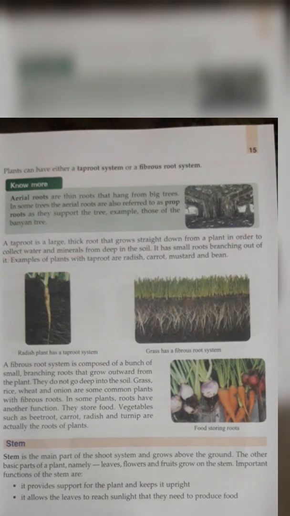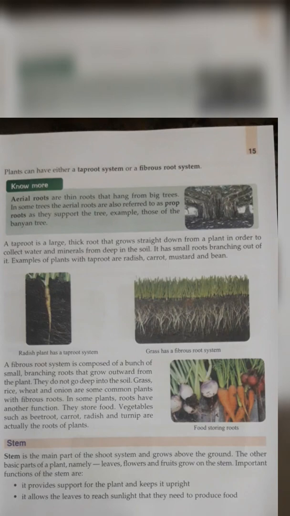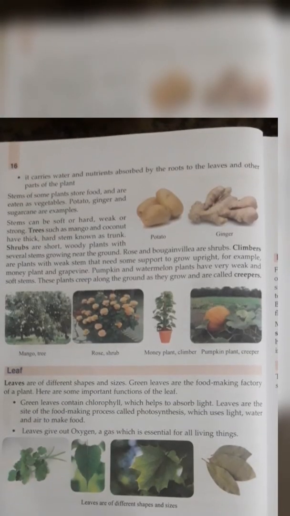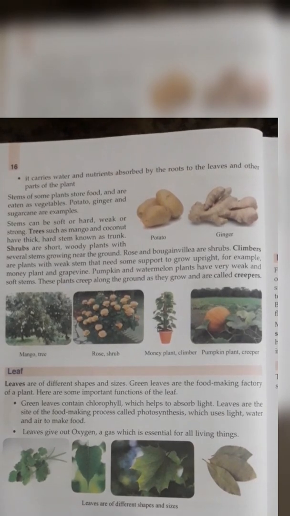Important functions of stem are: it provides support for the plant and keeps it upright. It allows the leaves to reach sunlight that they need to produce food. So stem helps the plants to get their sunlight so that they can prepare their food. It carries water and nutrients absorbed by the roots to the leaves and other parts of the plants. Stems of some plants store food and they are eaten as vegetables, such as potato, ginger and sugarcane.